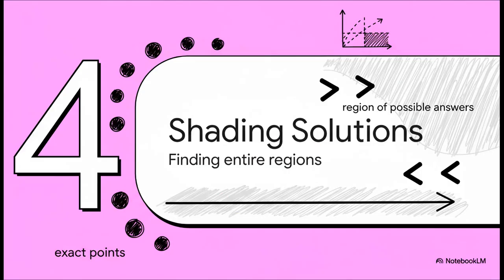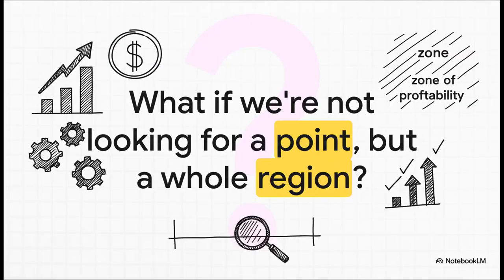Okay, so far, we've been on a hunt for these very specific points where things cross. But what if the answer we need isn't a single point? What if we're looking for an entire range of answers? Well, that's when we level up from equations to inequalities, and we go from finding points to shading in entire regions. I mean, think about it. What if you want to know the range of prices that will actually make your business a profit? You're not looking for the one single break-even point. No, you want the whole zone of profitability. That's exactly the kind of question that inequalities are built to answer.